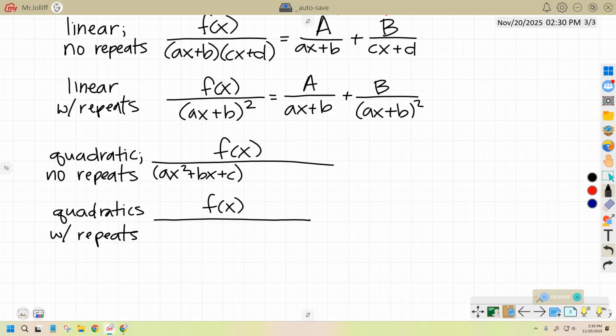And for the no repeats, I'm going to have a similar pattern, but it's going to have different constants in front. dx squared plus ex plus f. Different quadratics that are not factorable, cannot factor.